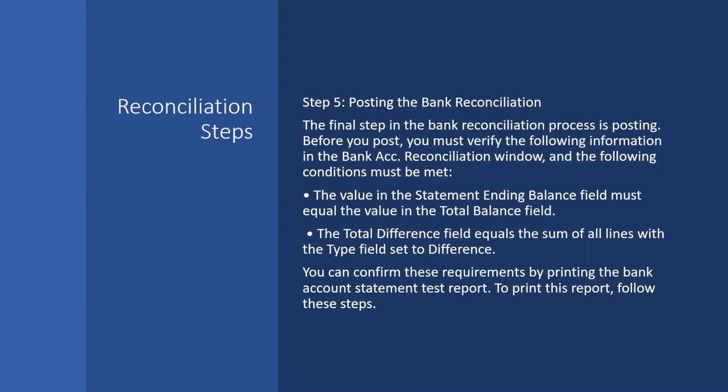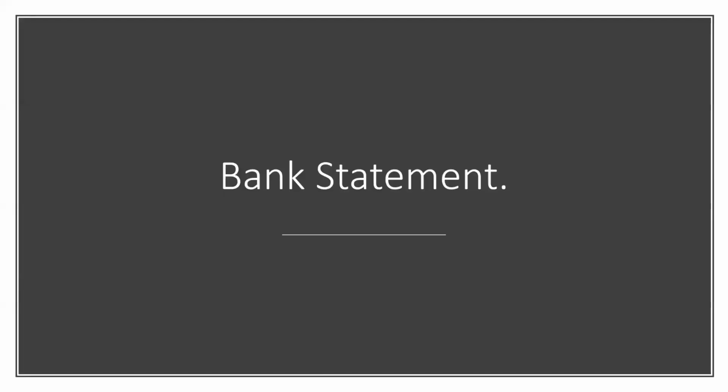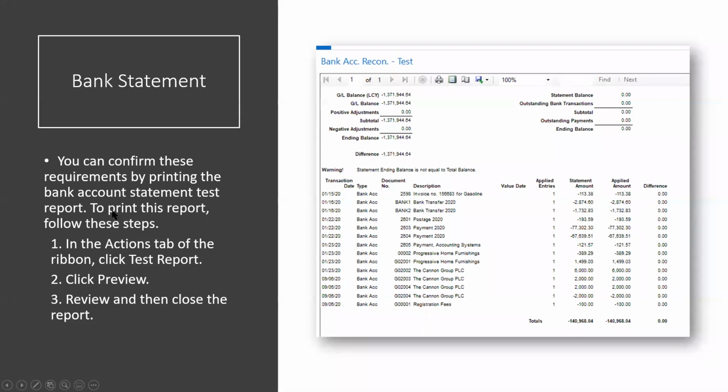To print this report, here I have some further instructions in this presentation on how to do some of the steps, so you can study later, and on how to print the bank statement whenever you need. In the Action tab of the ribbon, click Test Report, click Preview, and you will have this basic but very functional report that presents what you have reconciled, what is still outstanding, what the initial balances are, whether you have posted differences, and so on, all right?